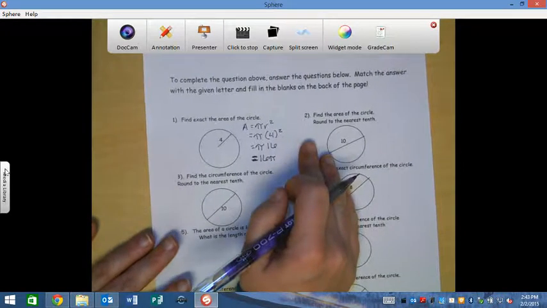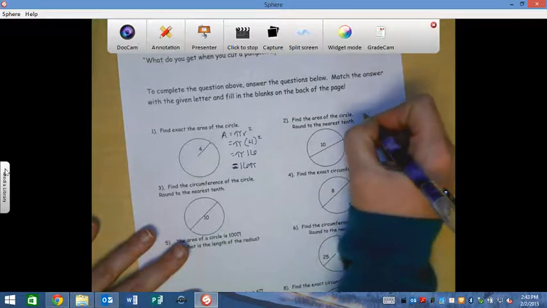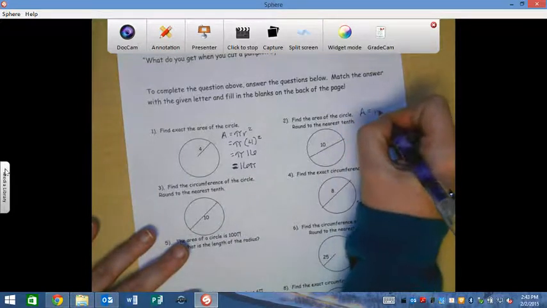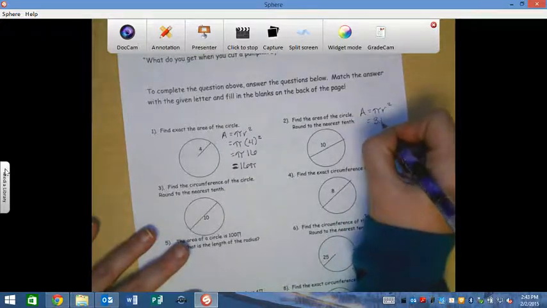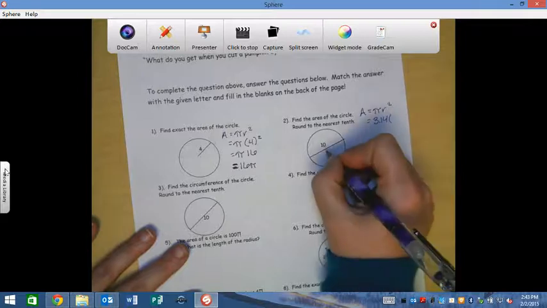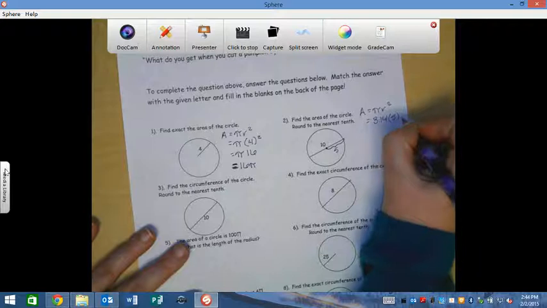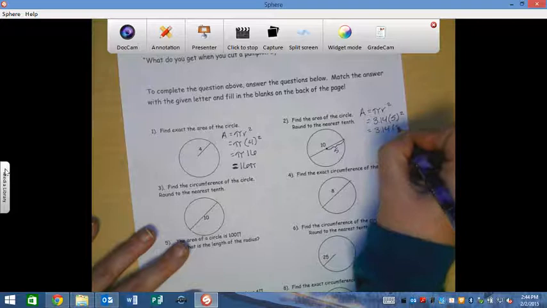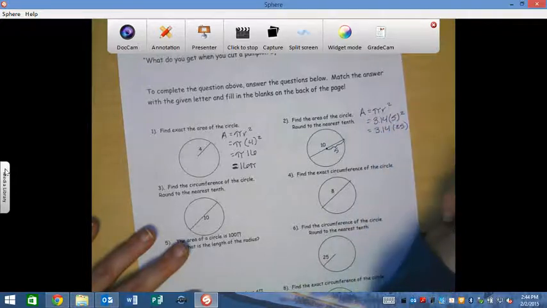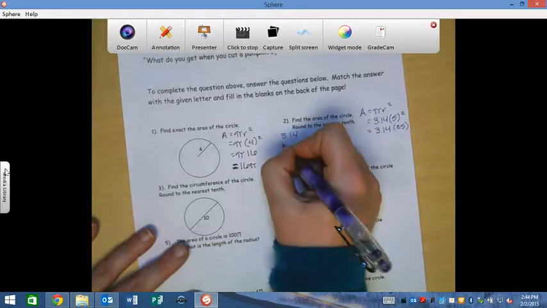Okay, so then we're going to come over here, we're going to do number 2, and that's where we have to round to the nearest tenth. So, once again, we always write our formula first. Area equals pi r squared. So now we're going to substitute in our numbers. We have 3.14 times, well, if our diameter is 10, our radius is going to be 5, and that's squared. So then we have 3.14 times 25, because 5 times 5 is 25. So now I'm going to come over here off to the side, and I'm going to work it out.